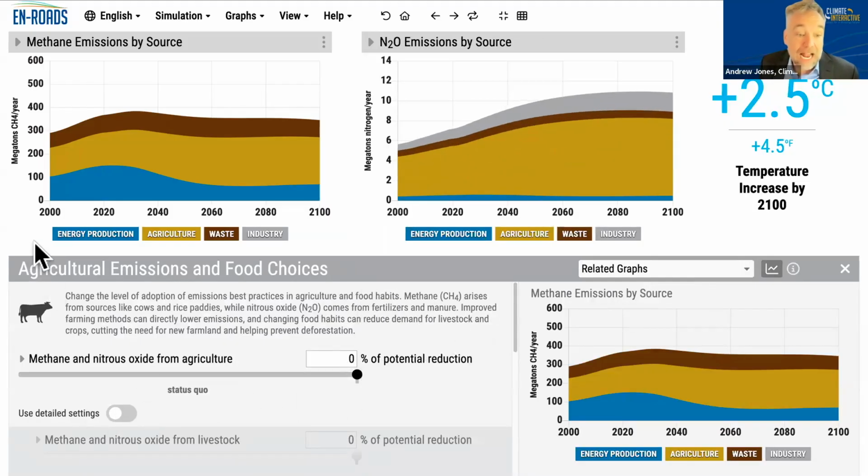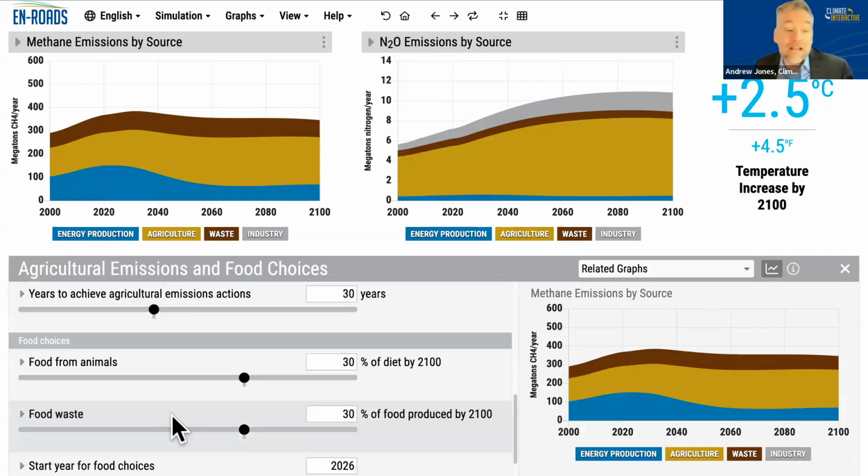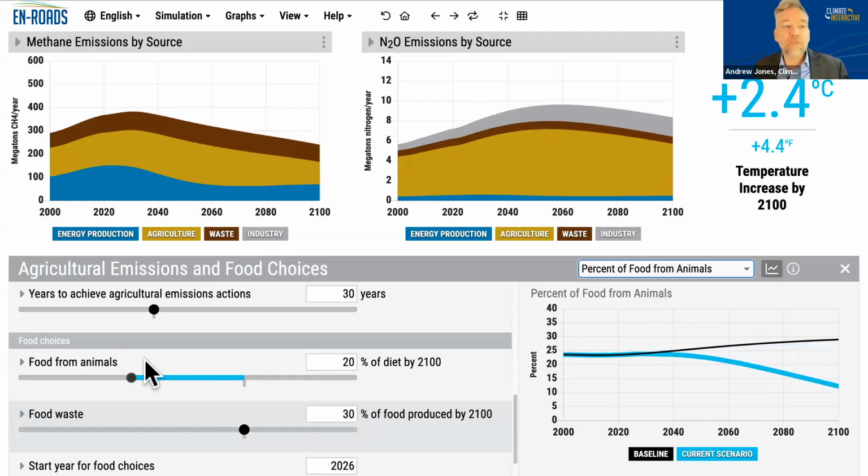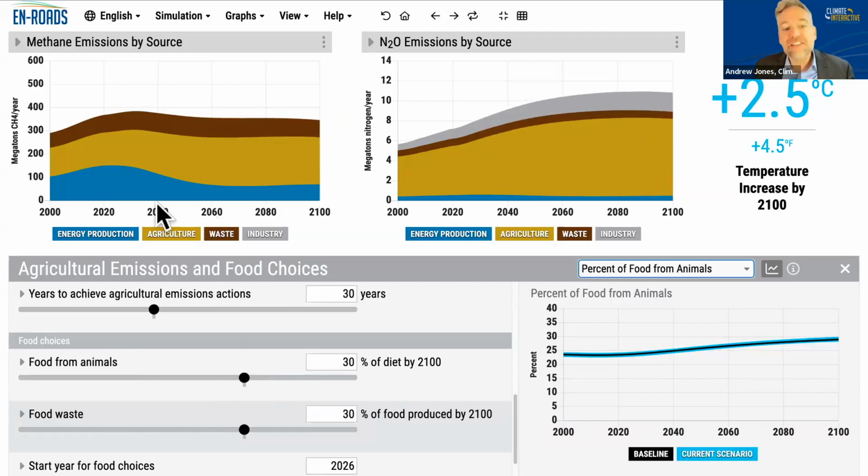I scroll down to agricultural emissions and food choices. So scroll way down here to food from animals. Right now we're headed at 30% of food from animals. What if, and this is less about meat and more about dairy when it comes to the impact of it. But if we're able to reduce this, you can see it's both methane and nitrous oxide. And watch the yellow area of methane. Methane emissions from waste, like wastewater and landfills, are in brown.